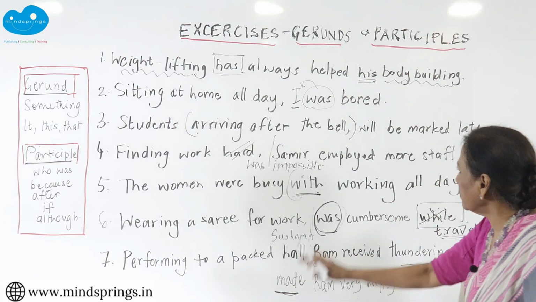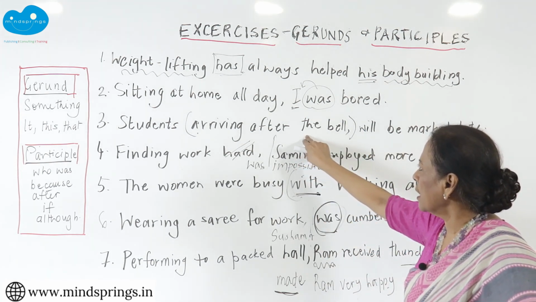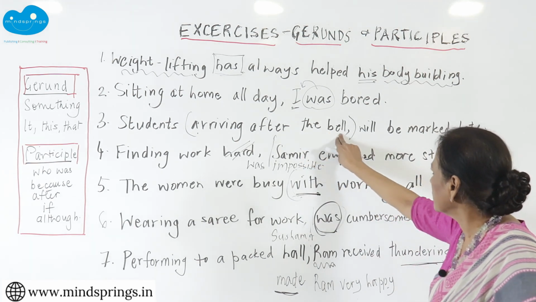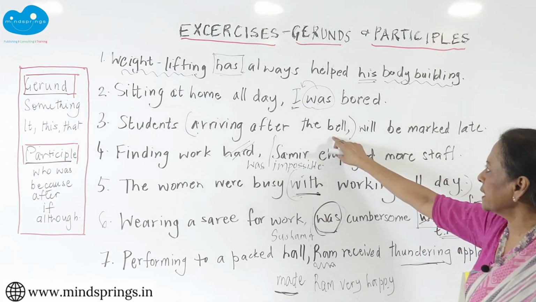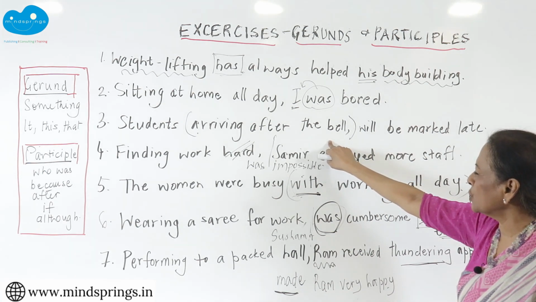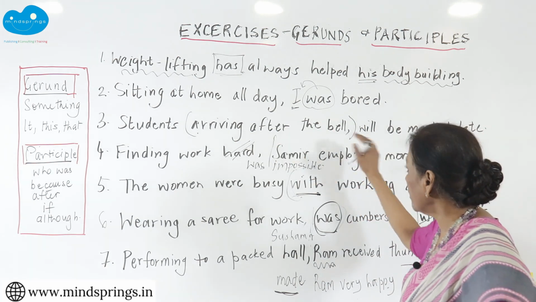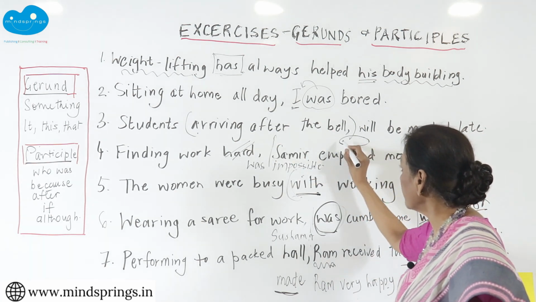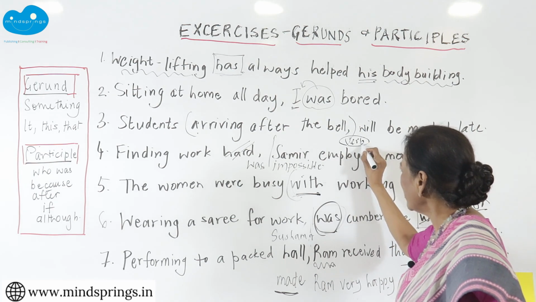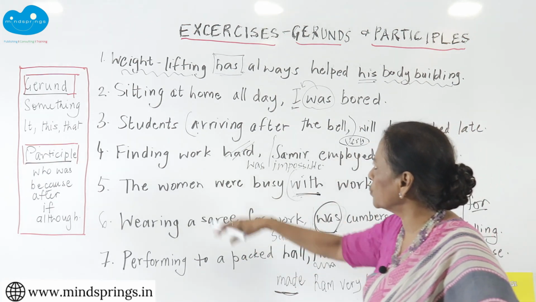Students arriving after the bell will be marked late. I want to change this now. Arriving after the bell is a participle phrase. So how can we change it into a gerund phrase? We will have to take arriving after the bell and then you will have to put a verb here. We will have to think of a verb and then complete the sentence. That is all you need to do.